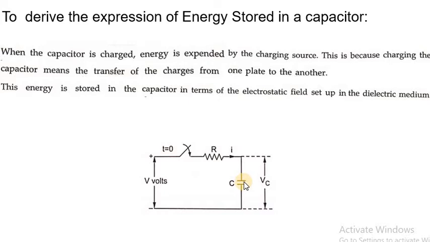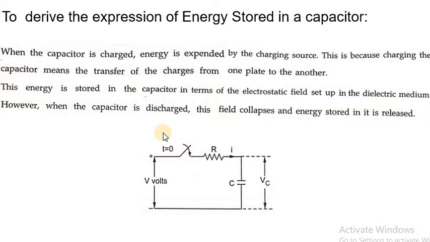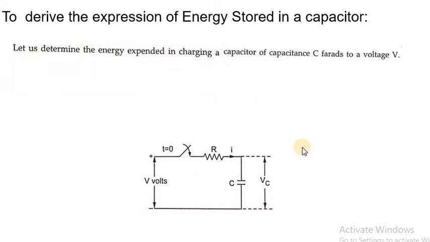Okay, so now we will start to derive the expression. And one more thing: when the capacitor is discharged, this field collapses, and whatever energy is stored in that dielectric medium in the form of electrostatic field is going to be released. So we will also see the discharging phenomenon in detail. Now let's see how to derive the expression.